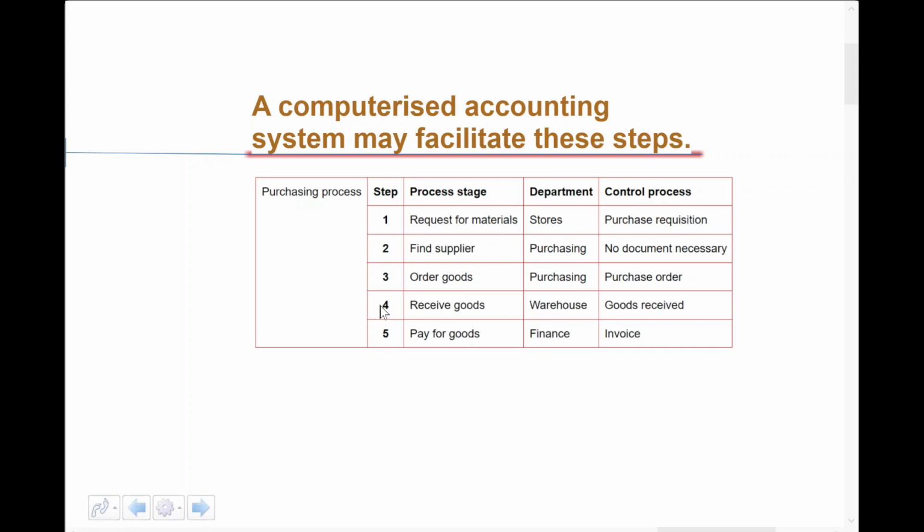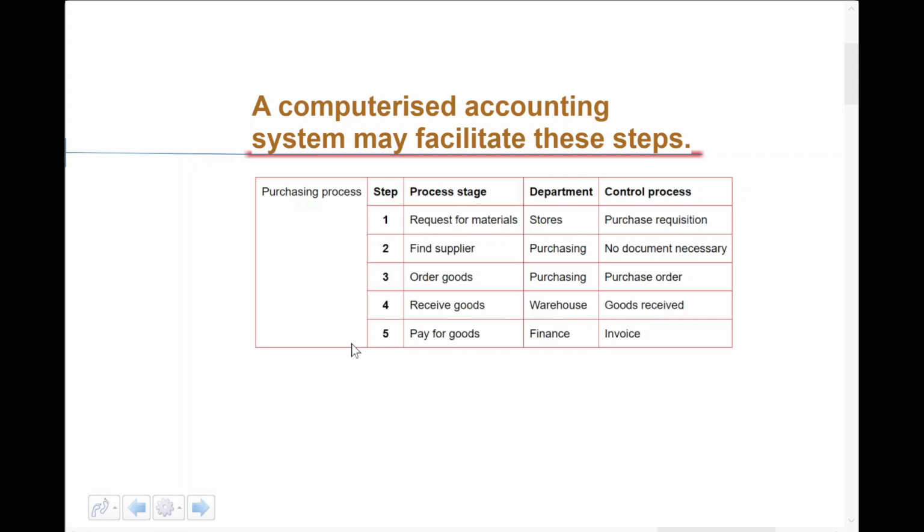Step number 4, we receive the goods. Where do we receive them into? The warehouse. Now, key point here, goods are received. We have a goods received note, most likely. Okay? So note that right-hand side here, invariably the documentation apart from step 2. So we've received the goods.